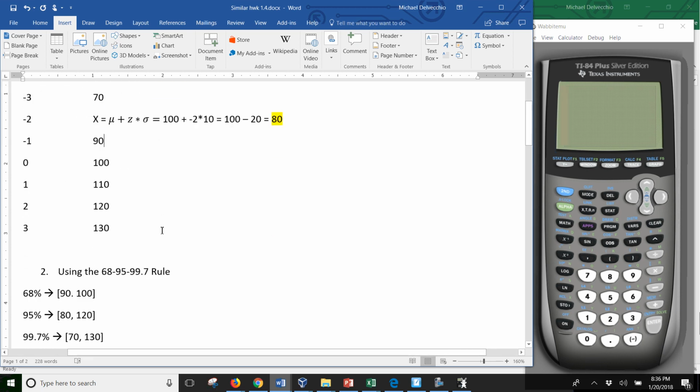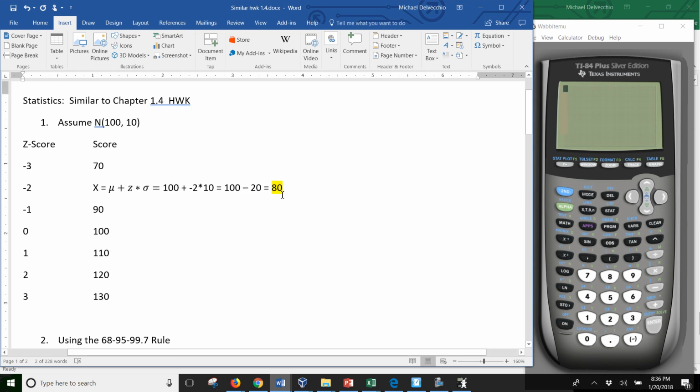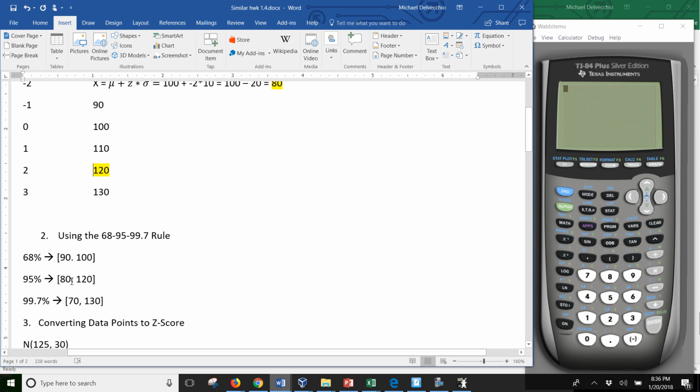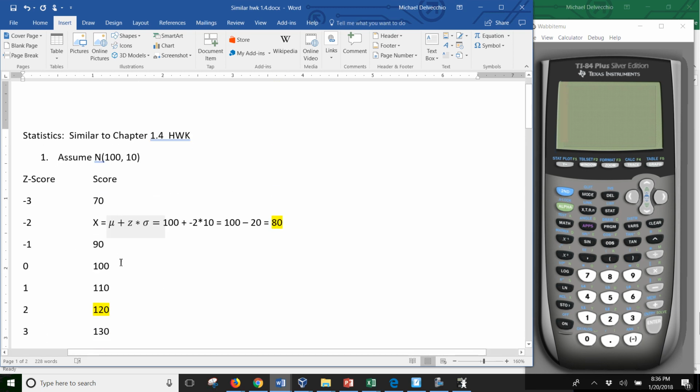Let's look at another type of problem. Using the 68, 95, 99.7 rule, okay, let's say we wanted to find 95%. Well, that's within 2 standard deviations away, right? So that would be 80, and it would be 120. Okay, so that's why we put 80 to 120 here. Notice this is 1 standard deviation away, so that would be between 90 and 110. And 3 standard deviations away would be between 70 and 130.